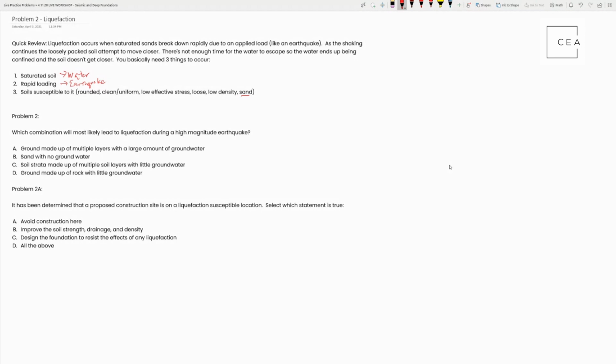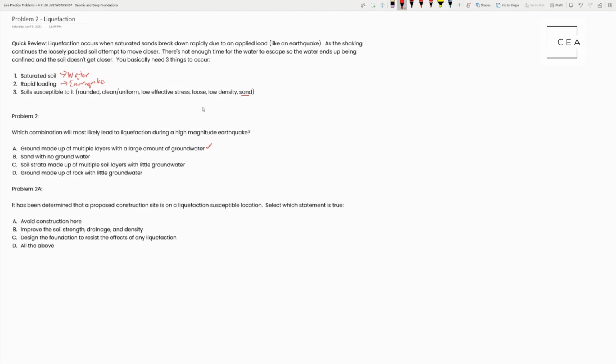A, if you have a ground made up of multiple layers, you have a good chance one of those layers is sand. And if you have a large amount of groundwater, then that's definitely a choice we want to select. B, sand with no groundwater. If you have no groundwater, you're not going to have liquefaction. You need to have groundwater, right? Some sort of water involved here. Saturated soils. Kevin's got it. And let's see, Jessica got it. Excellent. Yeah, it looks like most people are honing in on the right answer, Isaac.